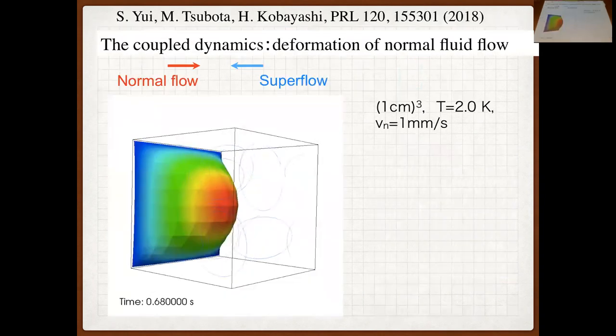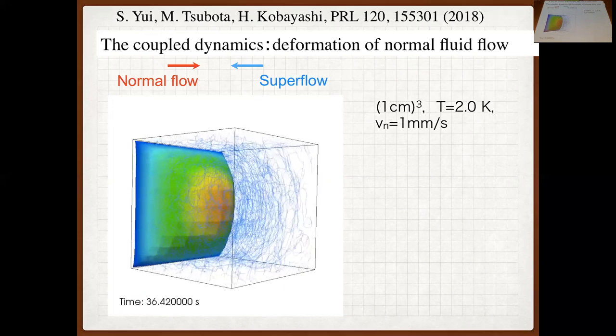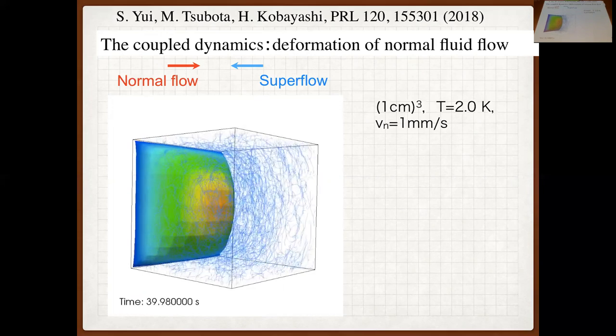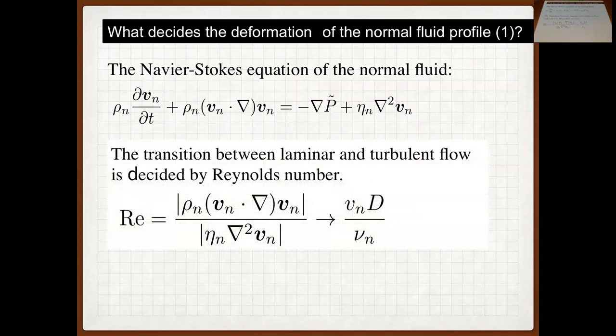So this is the coupled dynamics of the two-fluid model. The vortex tangle becomes dense, and the normal fluid seems to be distorted. This is the normal fluid laminar profile, and you can see the red color changed. So what decides the deformation of the normal fluid velocity profile? In the case of the Navier-Stokes equation, the transition between laminar and turbulent flow is decided by the Reynolds number, which is the ratio of the inertial term and the viscous term.